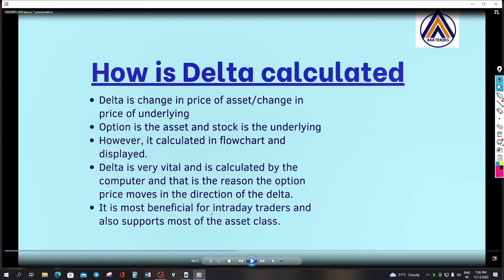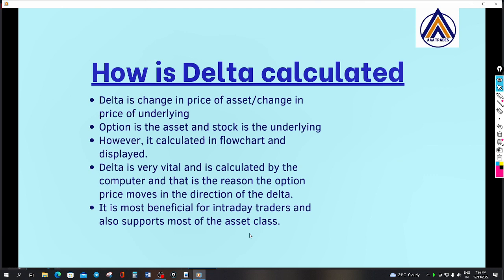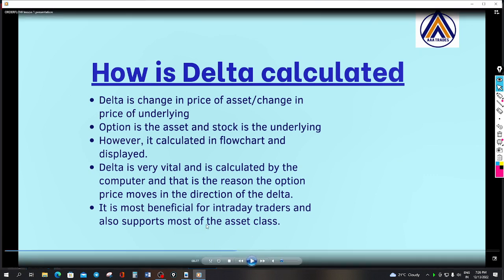It is most beneficial for intraday traders and also supports most asset classes. You can use this chart and delta even in commodities and other stocks, but the settings have to be changed for better understanding. So each asset class will have a different kind of setting.